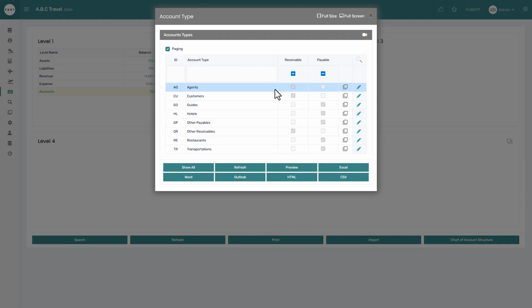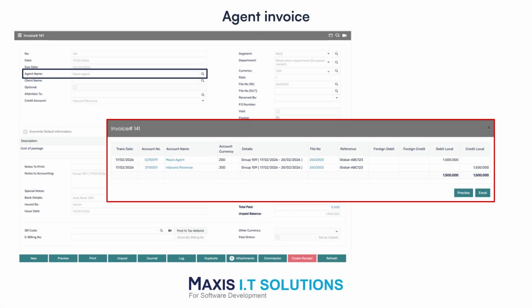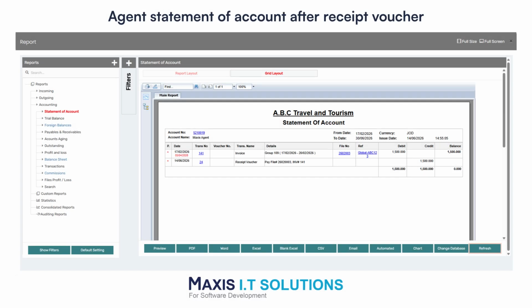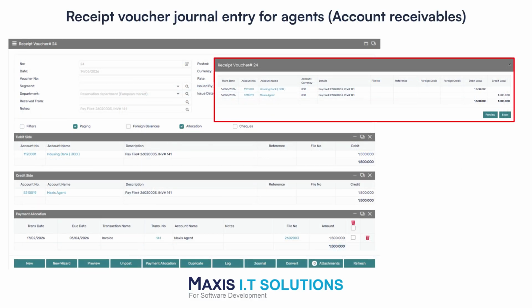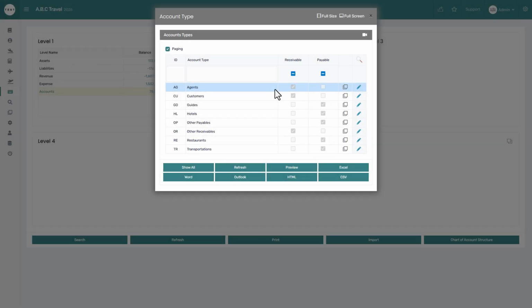If we issue an invoice to an agent for $1,500, the agent account is debited. The agent balance increases because the agent owes us money. Later, when the agent pays, we create a receipt voucher. This reduces the agent balance because the payment has been received. So agents and customers are usually receivable account types. They appear in accounts receivable reports. They are used in receipt vouchers, and they represent amounts expected from clients or agents.